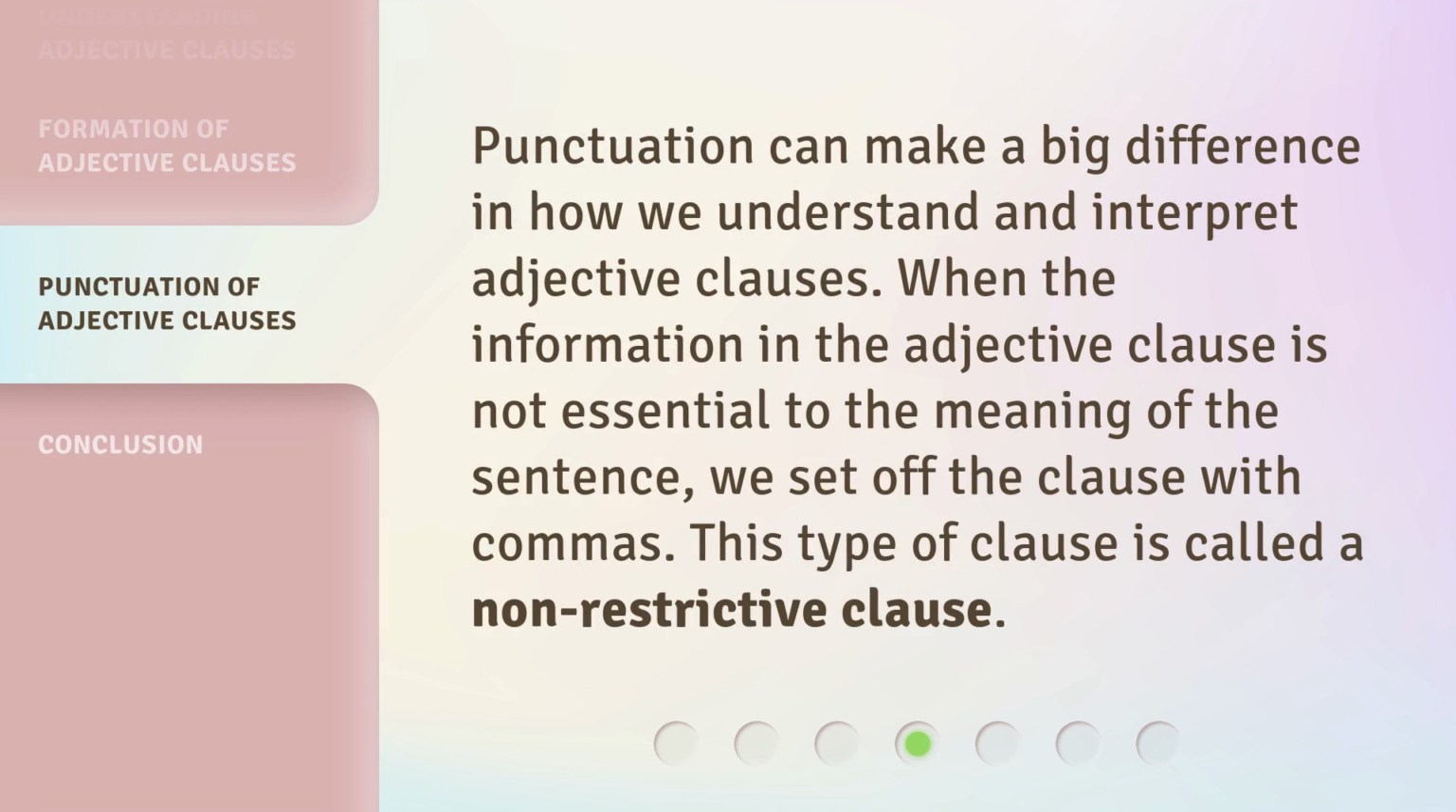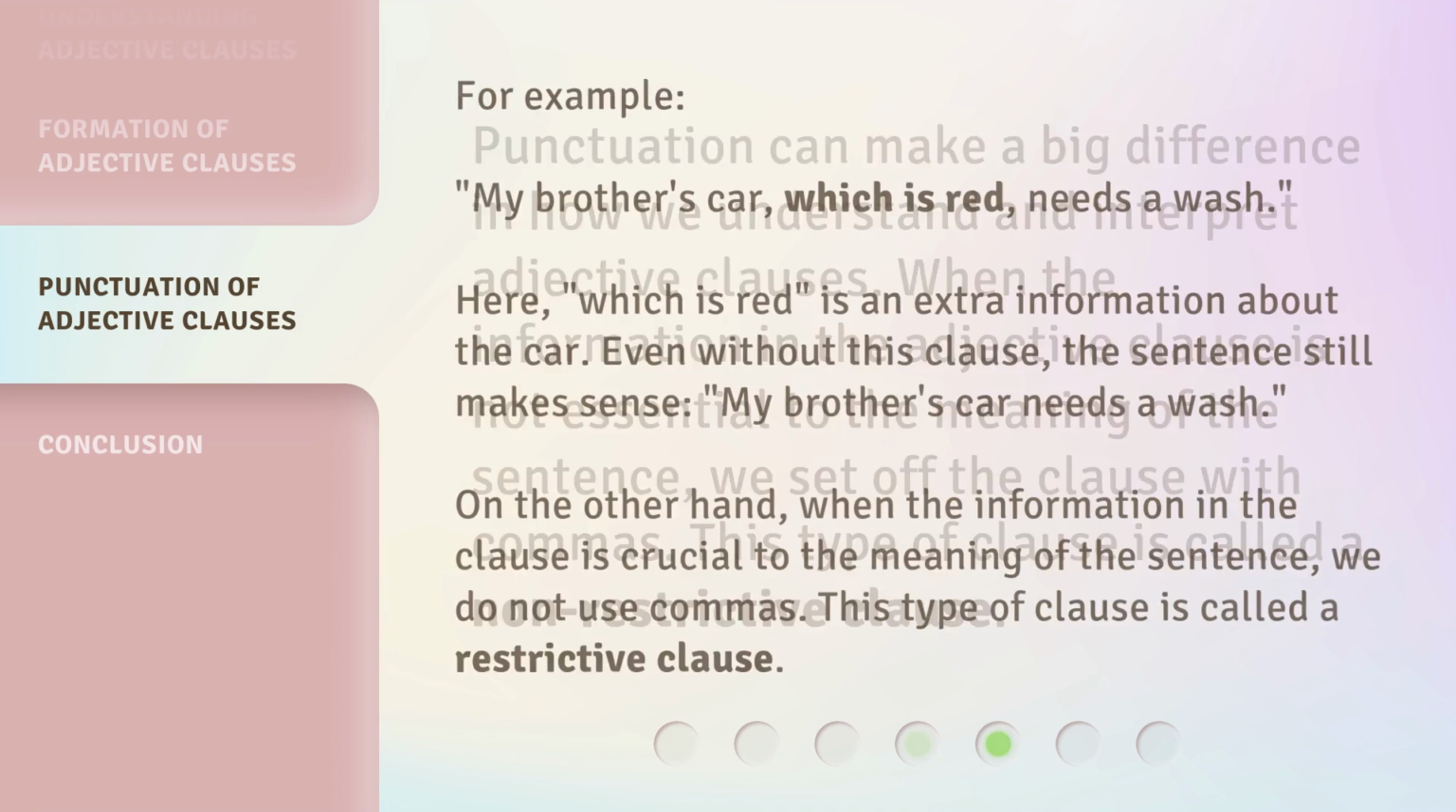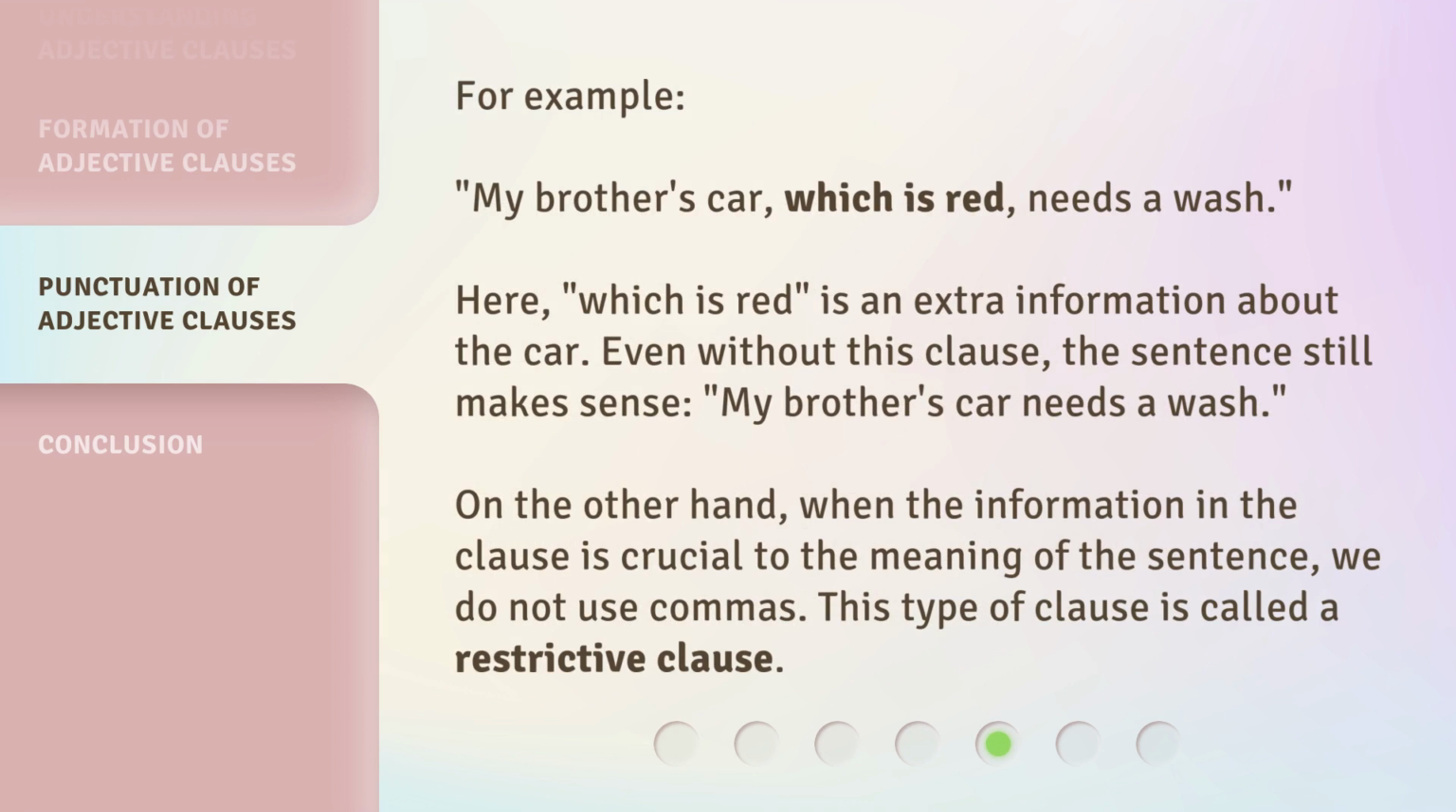Punctuation can make a big difference in how we understand and interpret adjective clauses. When the information in the adjective clause is not essential to the meaning of the sentence, we set off the clause with commas. This type of clause is called a non-restrictive clause. For example, my brother's car, which is red, needs a wash. Here, "which is red" is extra information about the car. Even without this clause, the sentence still makes sense: my brother's car needs a wash.